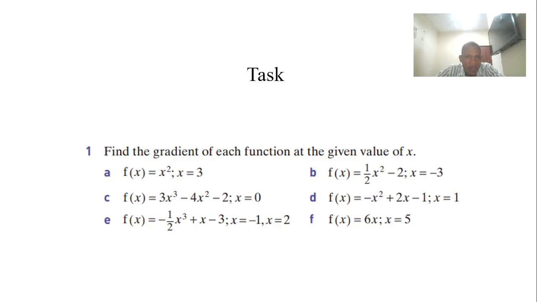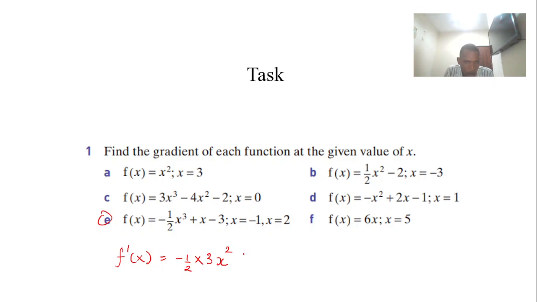This is your task: find the gradient of each function at the given values of x. Let's solve it together. The first thing I'm going to find here is my gradient function, which is f prime of x. So now you differentiate this. You have minus half, which multiplies the 3, so 3 comes to the front, times 3. This will be x power 2.